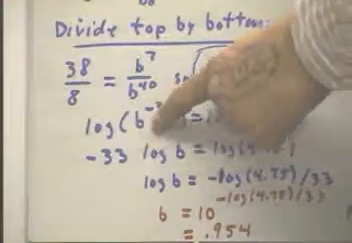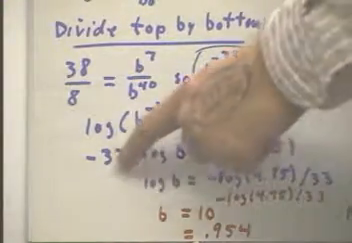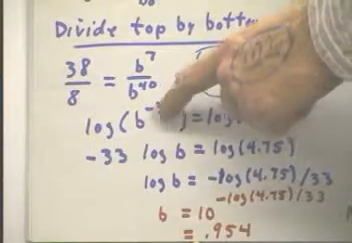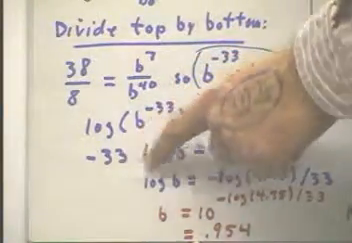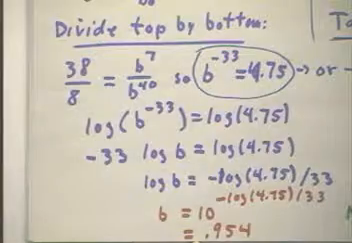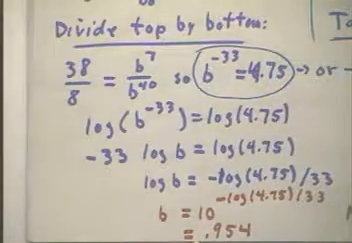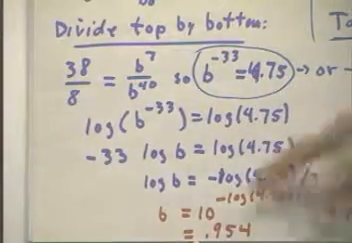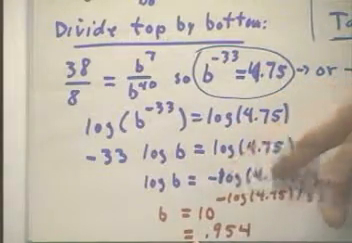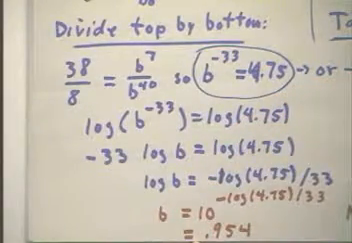So if we take the log of both sides of the equation here, we're going to get, by the laws of exponents, log of b to the negative 33rd is going to be negative 33 log b. And over here we just have the log of 4.75, which tells us that the log of b is negative log of 4.75 over 33.